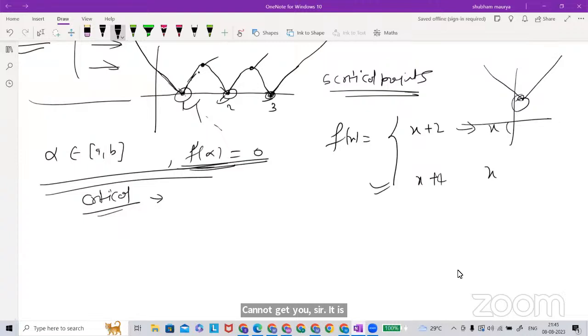We are unable to decide exactly what is going to happen. So again, if f double prime is going to be 0, then the process comes in: f prime of alpha in a small interval, if you take a small interval.